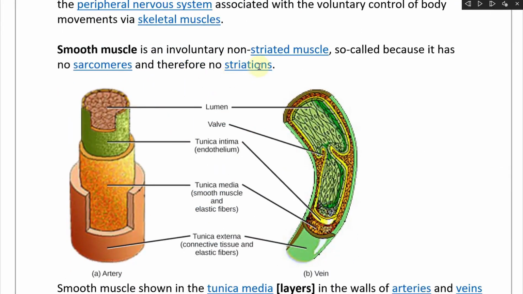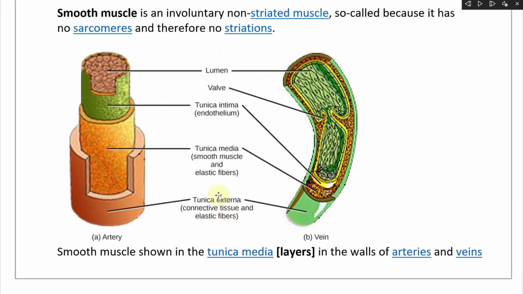Smooth muscle is an involuntary, non-striated muscle with no sarcomeres and therefore no striations. So it's not striated, and here's a zoom in of it. Smooth muscle is shown in the tunica media layers in the walls of arteries and veins. These smooth ones can bend, so it's not as rigid as the skeletal muscles. There's the lumen, the opening, there's the valve, and the tunica intima, or the endothelium cells.